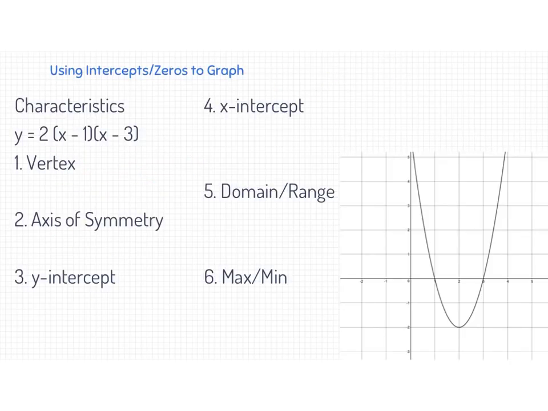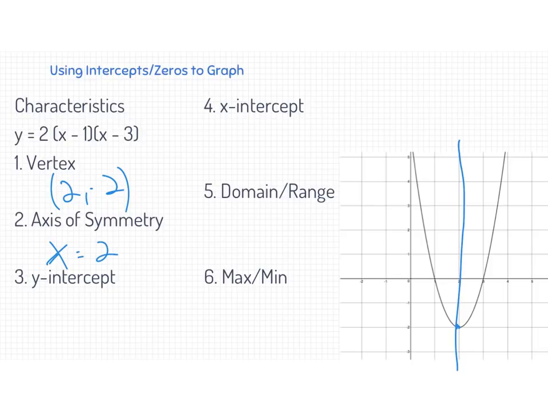All right, so now let's look at the characteristics of our graph. We got a little bit cleaner graph looking here. So our vertex we already found on the previous slide. Our vertex was at (2, negative 2). You can see that again right here. That is also our axis of symmetry, so x equals 2.